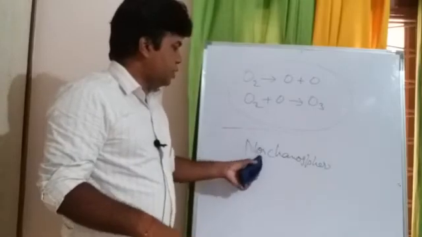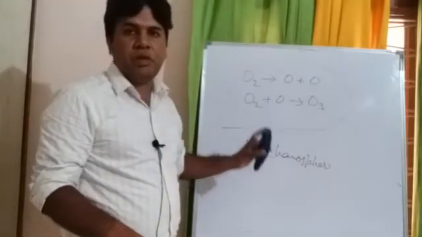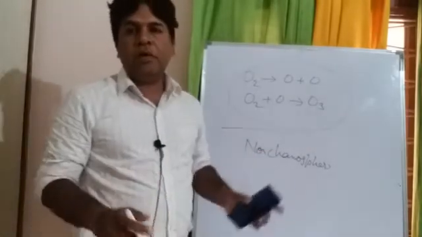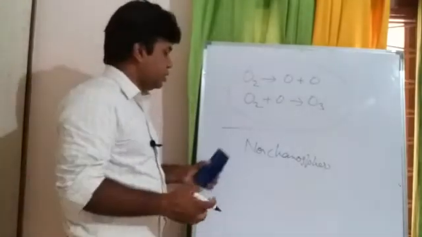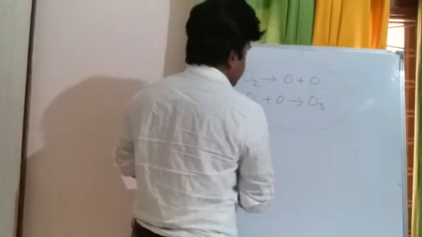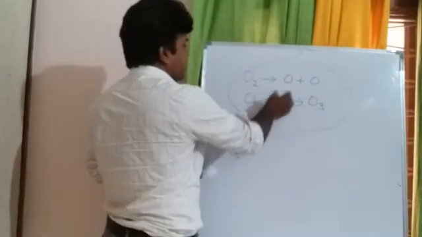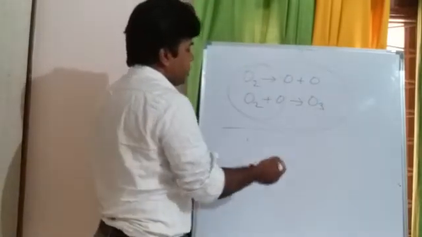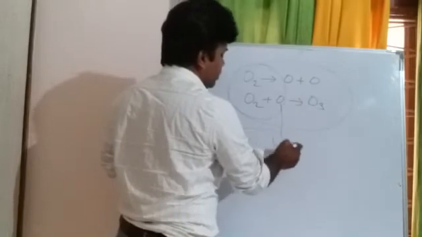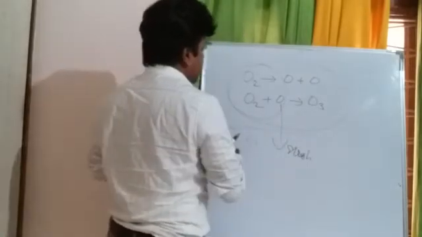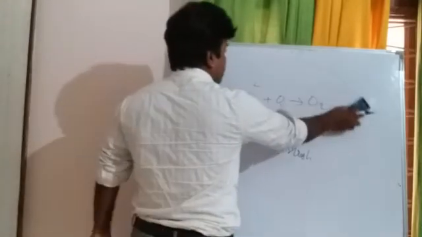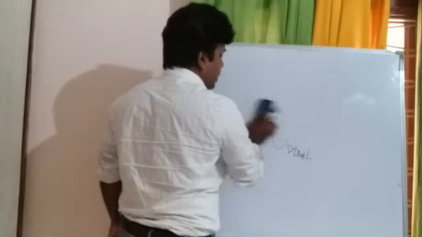And this part you can consider as the non-chemosphere, because here the availability of energy is very less, so there will be no chemical reaction taking place in this part. So ozone is formed in the chemosphere, and after having been formed, it starts settling into the stratosphere. So that's how you can classify on the basis of different criteria.